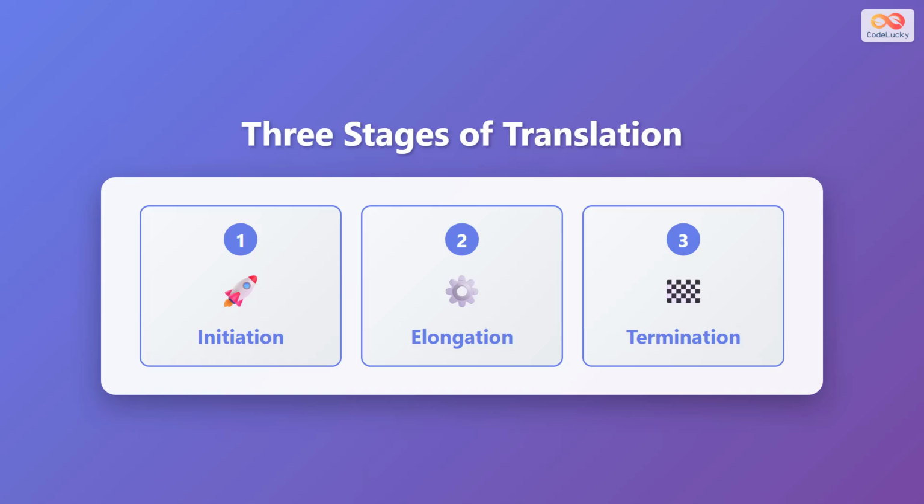Translation proceeds through 3 distinct stages, each with its own specific events and molecular requirements. The first stage is initiation, where the translation machinery assembles and prepares to begin reading the mRNA. The second stage is elongation, where the protein chain grows as amino acids are added one by one in the correct sequence. The final stage is termination, where translation stops and the completed protein is released. Understanding these 3 stages helps us appreciate the complexity and precision of protein synthesis. Let's examine each stage in detail.